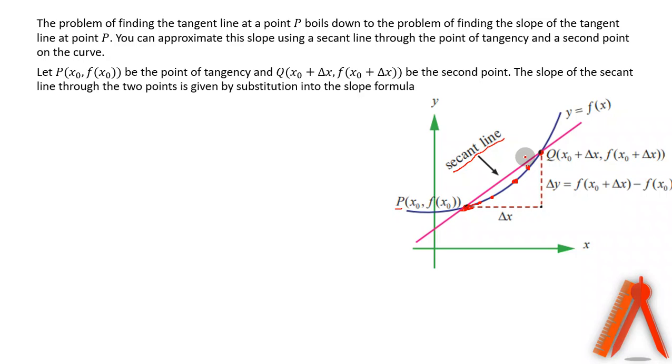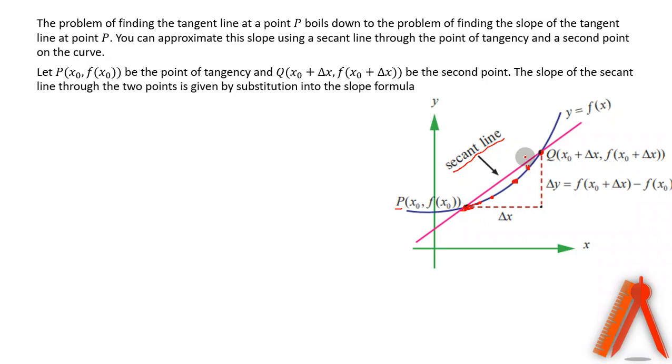So let's choose 2 points. P of x naught comma f of x naught be the point for the tangent. Okay, I have already mentioned it as a stationary point. So say that be the tangent point. That's nothing but we are going to find the tangent line at that particular point.